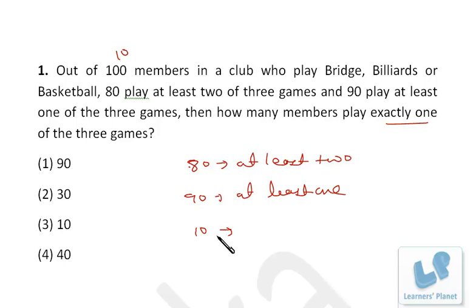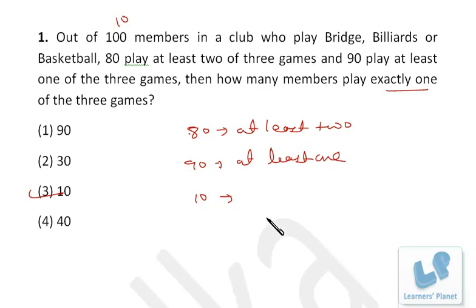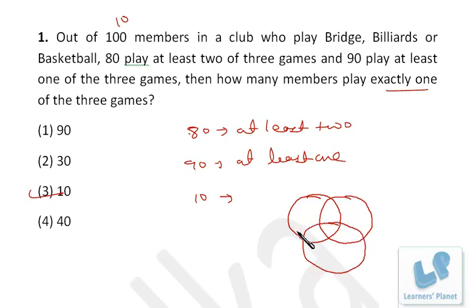So no need to draw any sort of Venn diagram over here. Okay, by common sense also you can answer the question. So that's 10, right? For concept clarity, I'll draw the Venn diagram for you, so you should be clear once and for all, right? Now what is happening? 3 games are there. Okay, that's bridge, billiards and basketball, right?